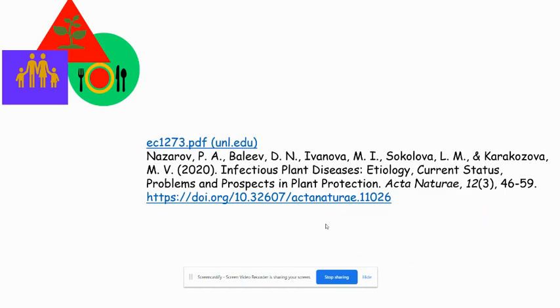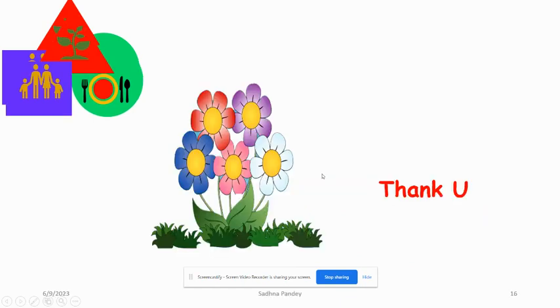And this is very important because this can help us to diagnose the disease, and it also helps us in treatment. These are some references which you can go through for better learning. Thank you.